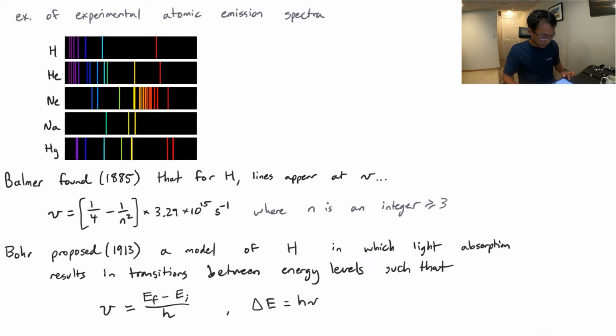The next level was taken by Bohr, and he realized and proposed that, well, if we're seeing these discrete emission lines, maybe there should be a model for the atom in which the hydrogen atom is absorbing light, and that light specifically is resulting in a transition between energy levels, right? And that these energy levels are quantized.